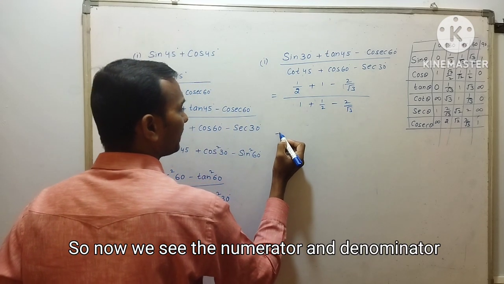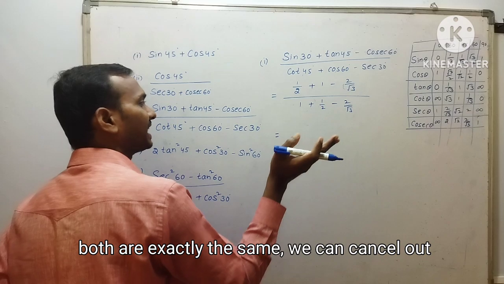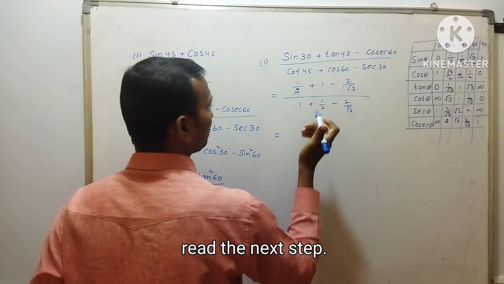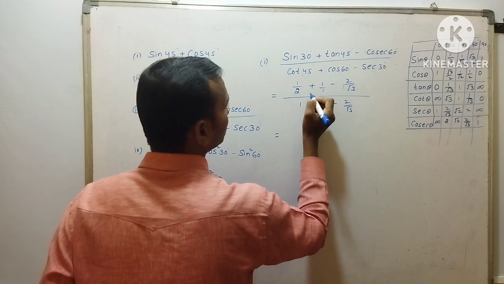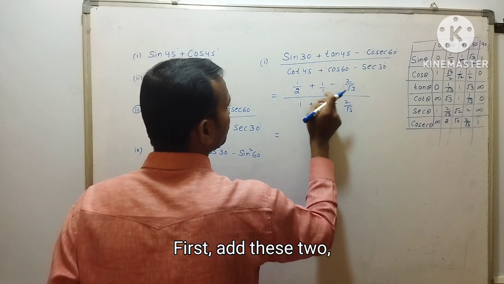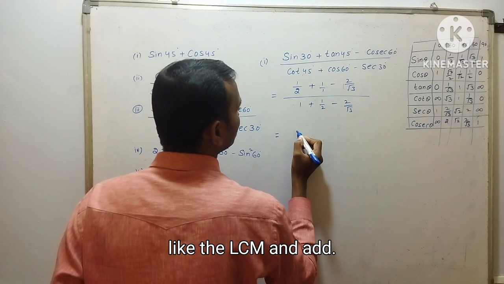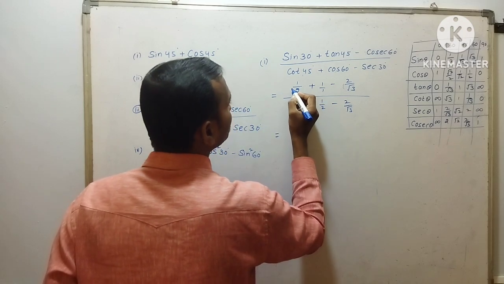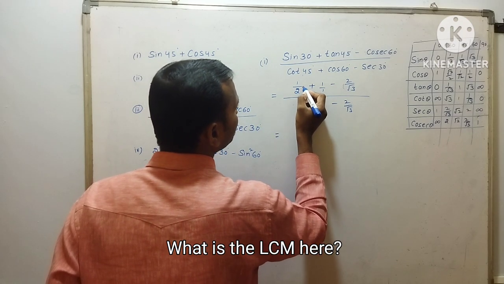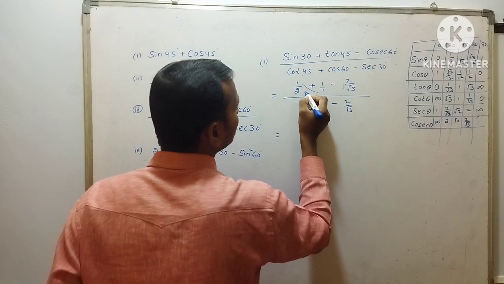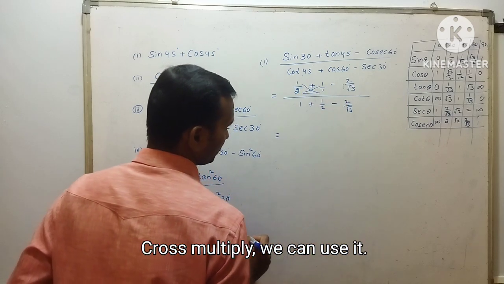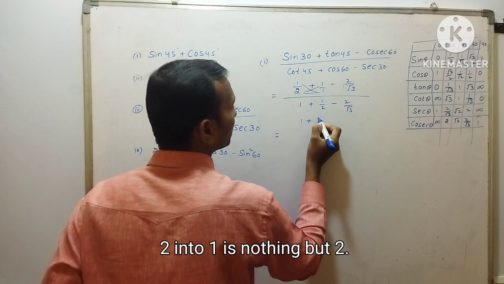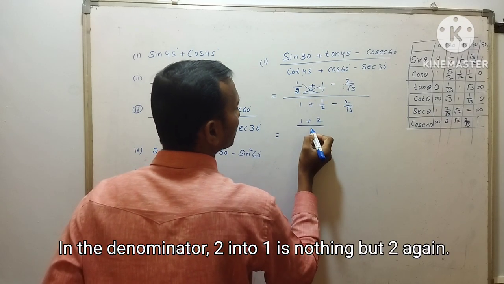So now we see the numerator and denominator both are exactly the same. We can cancel out and we can write 1. So if you want to do the calculation, we will write the next step. First, add these two. Take the LCM and add. What is the LCM here? Cross multiply, we can use it. 1 into 1 is nothing but 1. 2 into 1 is nothing but 2. In the denominator, 2 into 1 is nothing but 2 again.